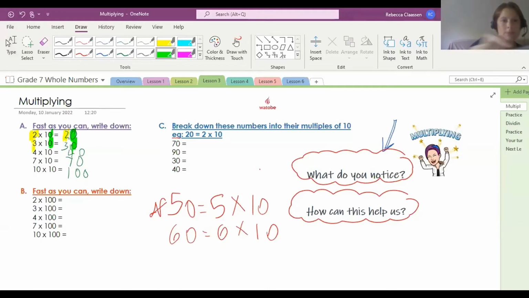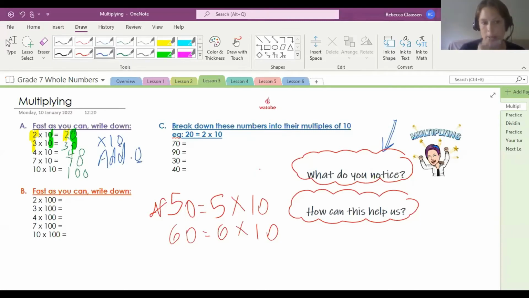Okay. So when I multiplied by 10, what did I add? 0. When I multiply by 10, I add a 0 to my answer, or to my digit. Okay, 10 has got 1 zero, and so I add 1 zero.